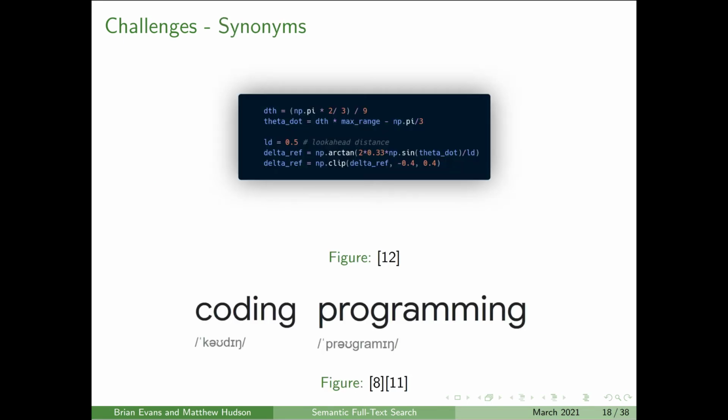One more problem is synonyms, which are different words that have the same meaning, for instance, coding and programming. The concept is essentially the same, but a search for one may not give results containing the other in a naive full-text search algorithm. This can lead to situations such as a student looking for guides about coding, missing out on useful results if they used the word programming instead.